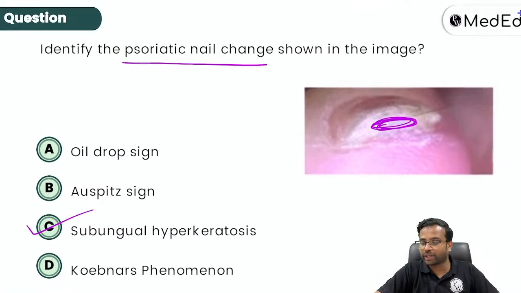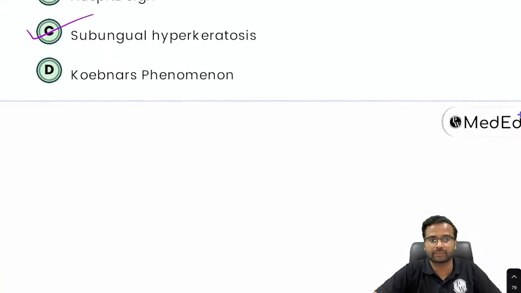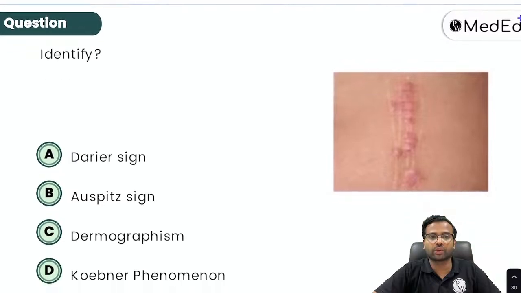Yes, oil drop when it comes to the nails, whereas oil drop cataract is galactosemia. Agreed. Oil drop is also called salmon patch in the nails. All correct. Okay. Now let's go to the next question.